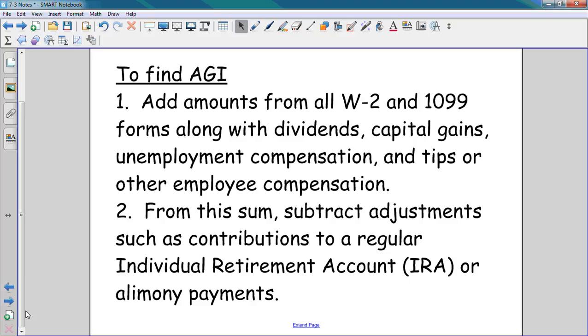When I draw that money, I have to pay taxes on it. That's income. The government's just saying you don't have to pay taxes on it twice. When you put it in, we're not going to make you pay taxes on it, but when you take it out, we're going to make you pay taxes on it. Does that make sense? Why would they do that?